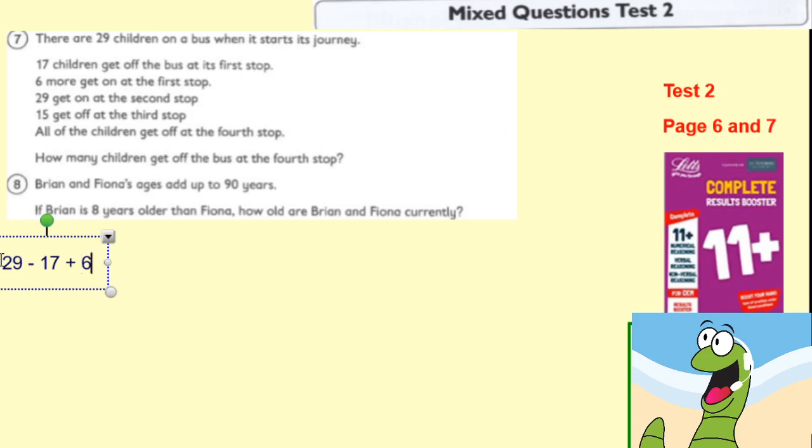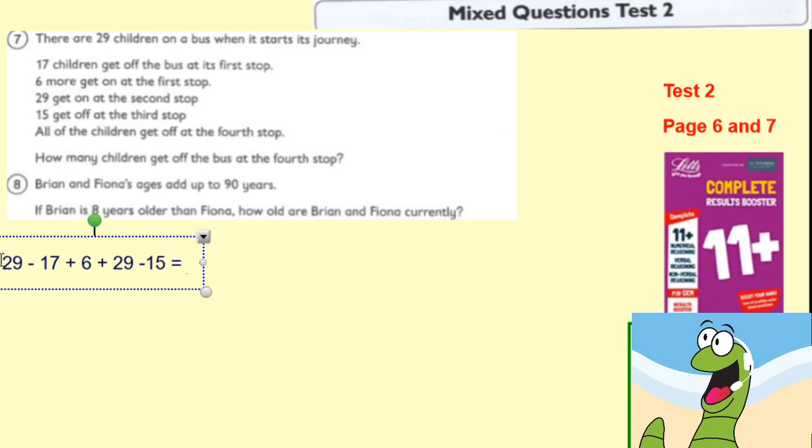Okay. 29 get on at the second stop. So we're going to add 29. So they get on at the second stop. And now at the third stop, 15 get off at the third stop. So we're going to take away 15 children. Okay. All of the children get off at the fourth stop. How many children get off at the fourth stop?